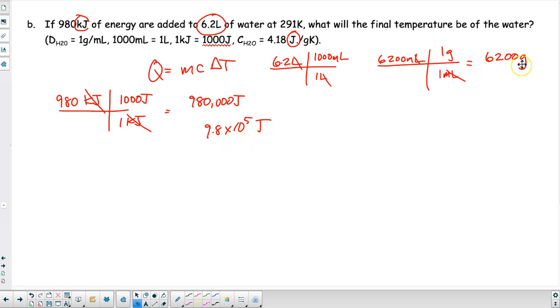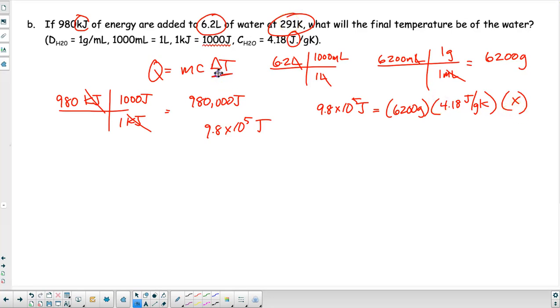We know the mass in grams. So we're actually ready to start plugging into the formula. So like we said, we have 9.8 times 10 to the 5th joules is the heat. The mass we know is 6,200 grams. The specific heat of water was given in the problem, 4.18 joules per gram Kelvin. And then the change in temperature, delta T, we do not know. We know an initial temperature, but this is not the initial, this is the change. Delta means change.